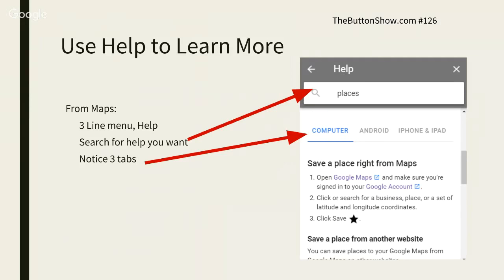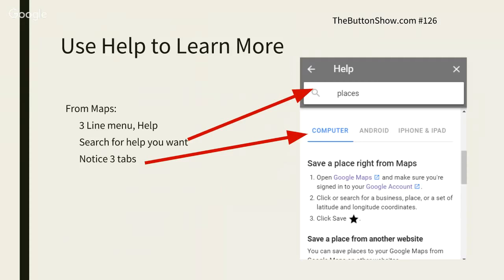There is so much, so there's no way we're going to tell you everything today. Therefore, I want to tell you about help. Help is really pretty good. To get to help from any Google Maps screen, either on the computer or on the phone, you tap the 3-line menu and you'll see help down on the menu. Then you can search for what you want, and notice that there is help for computer or Android or iPhone, iPad. So make sure you're looking at help for the right device.